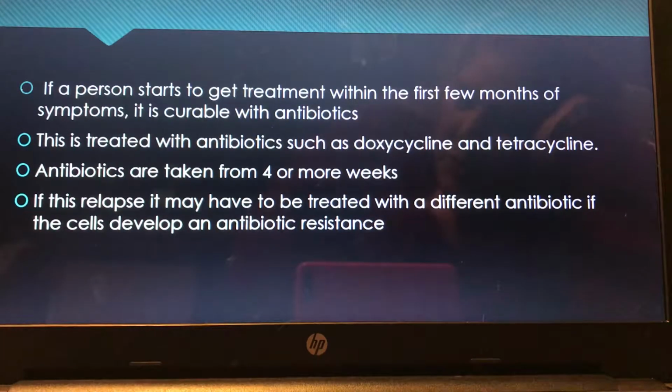Some treatment options: if you start getting treatment within a few months of symptoms, it is curable with antibiotics. This is treated with antibiotics such as doxycycline and tetracycline. Antibiotics are taken for 4 or more weeks, and if this relapses, it may have to be treated with a different antibiotic if antibiotic resistance occurs. If this relapses, antibiotics need to be taken for 3 or more months to fully cure this.